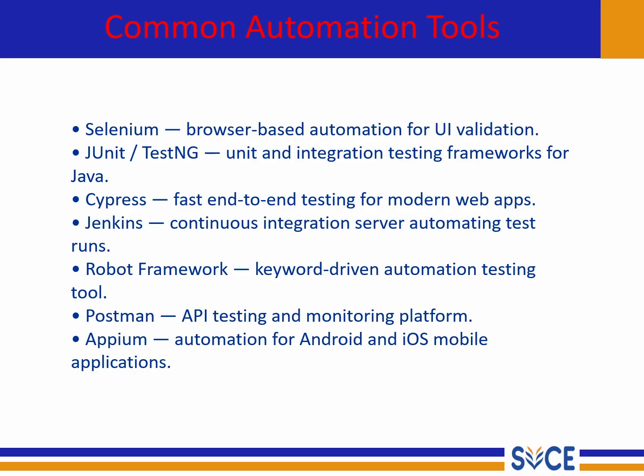Jenkins, that is the continuous integration server automating test runs. Robot Framework, a keyword-driven automation testing tool. Postman, API testing and monitoring platform. Appium, automation for Android and iOS mobile applications.